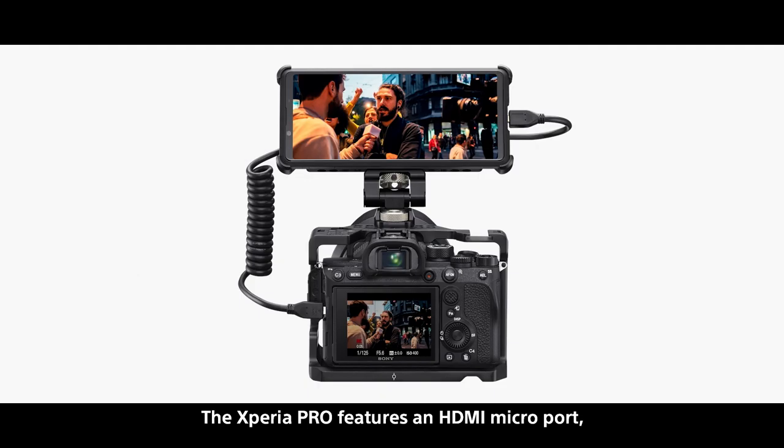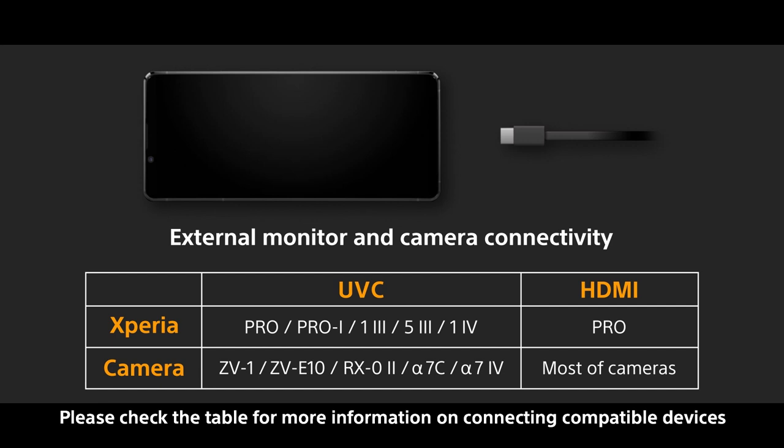The Xperia Pro features an HDMI micro port, so you can connect your camera to it with a single HDMI cable. Please check the table for more information on connecting compatible devices.